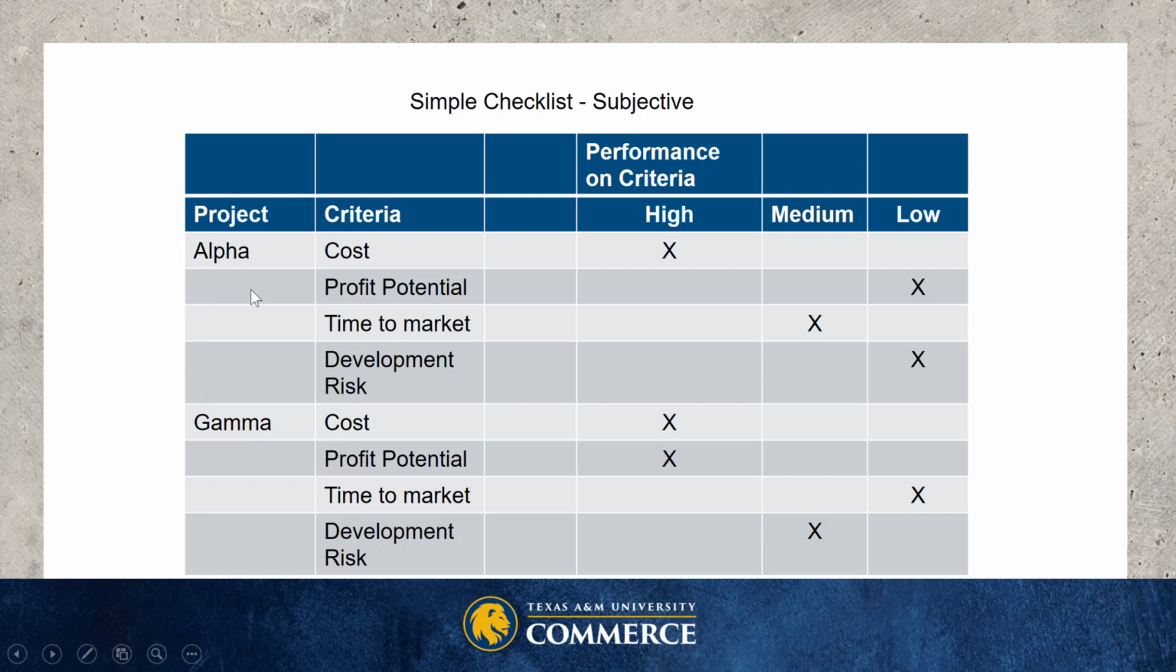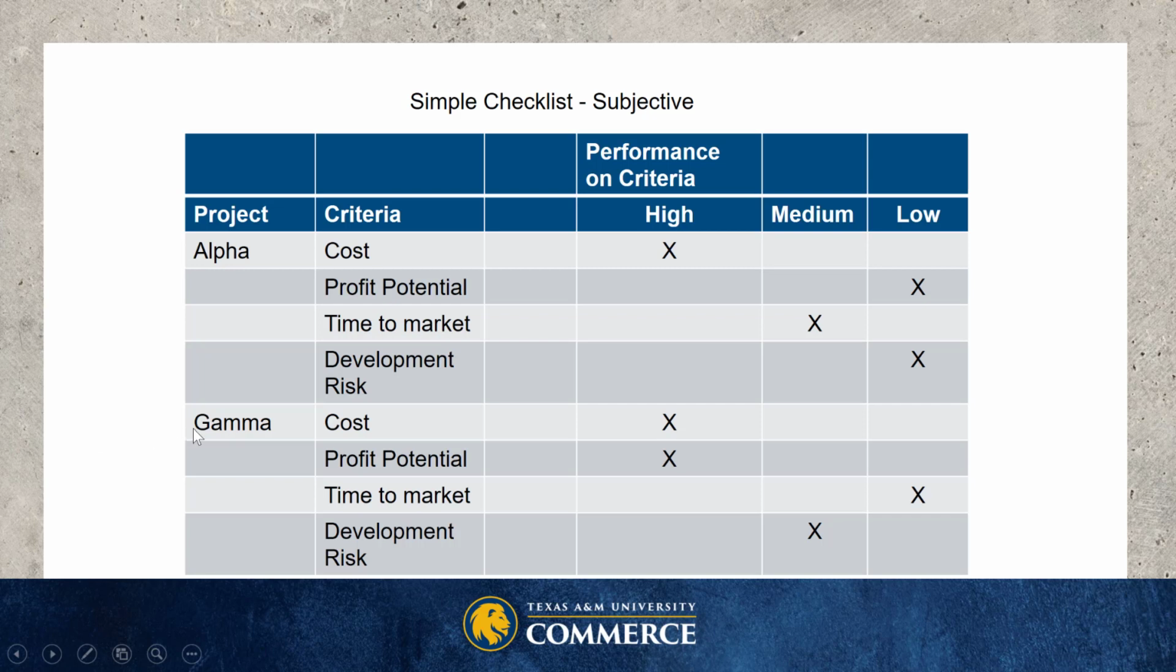So if you take a look at Project Alpha, cost performance criteria is high. Profit potential, however, is low. Time to market is medium. Remember, this is one of the key things that we're looking for, but the development risk is low. So that might be something to look at since we probably have already done a project like this before. However, with that profit potential being low, this may not be the project we want to pursue.